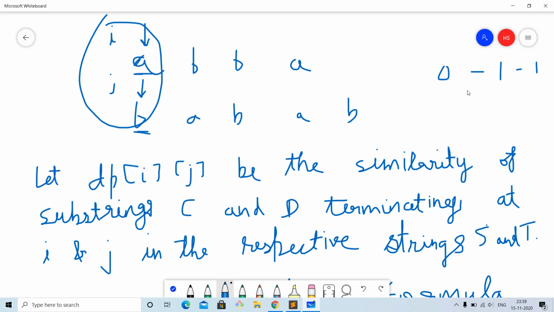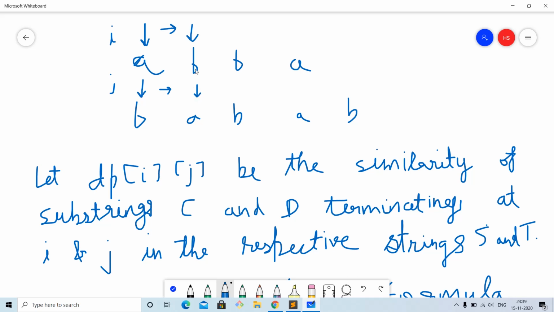So what can happen? If we know the answer, the maximum value of the similarity for the pointers terminating at i and j respectively in the strings S and T, then the pointer i will move in the right direction like this. Similarly, the pointer j will also move in the right direction like this. So what can happen is this: if we already know the answer for the part up to i, we can either skip the character i plus 1.